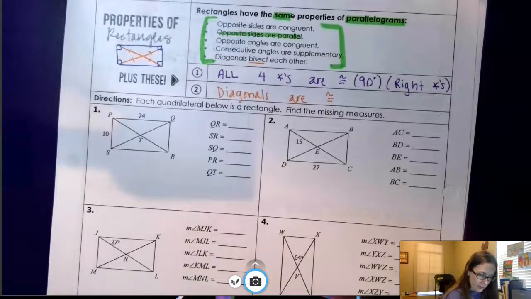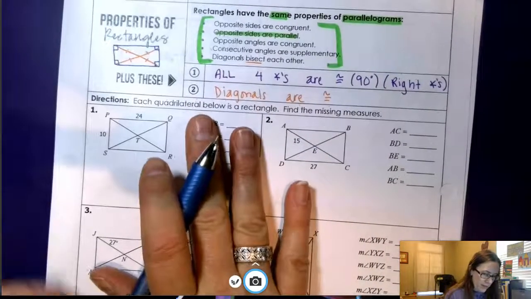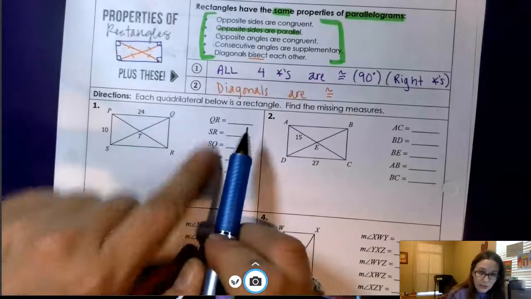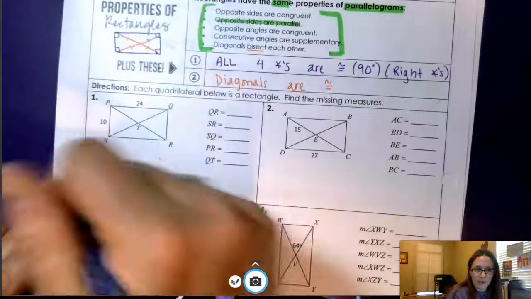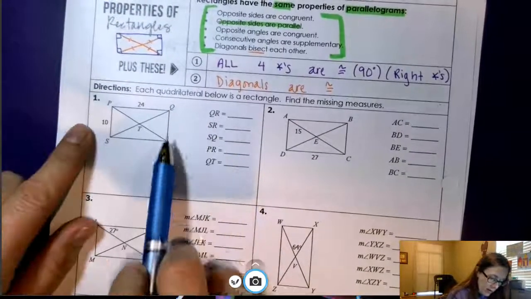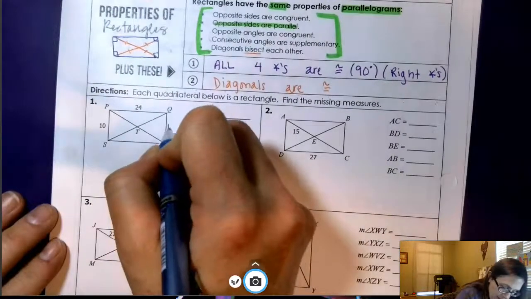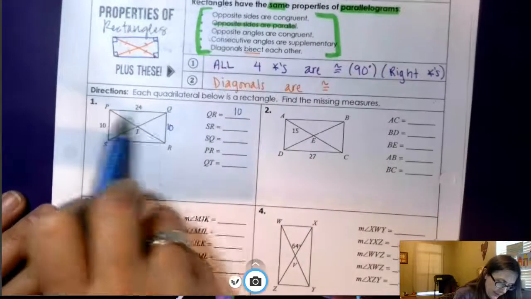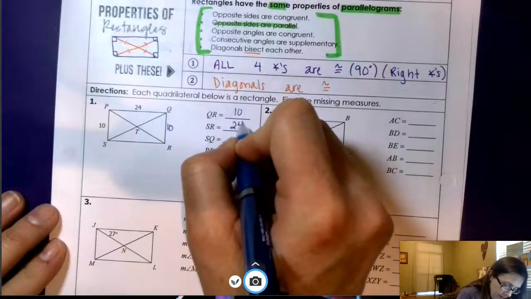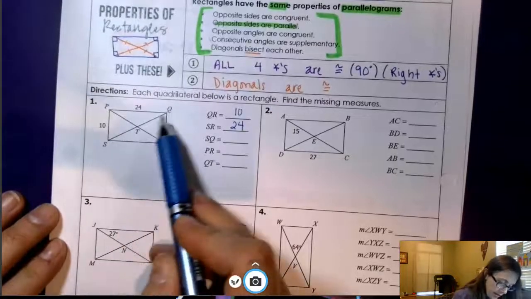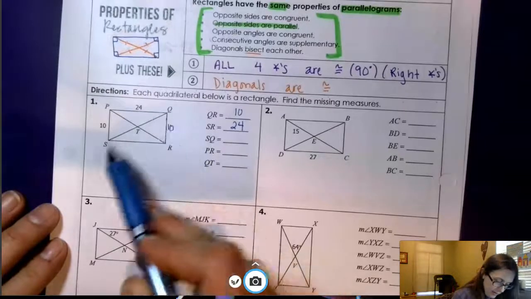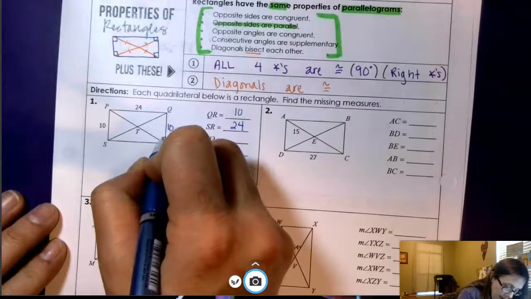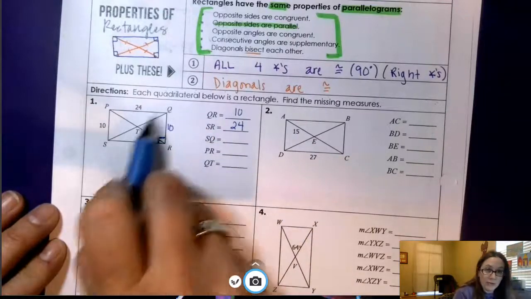Okay, so what I personally do is usually I go through and I label everything I know, then I see if I answered it. You can always start with the questions if you want, but I usually start with the picture and write everything down. So QR has to be the same as PS, it's going to be 10 over here. SR is the same as the top, so it's going to be 24. Now SQ is a diagonal here. Notice that because this is a rectangle, we're going to have a right angle. I have a right triangle right here.